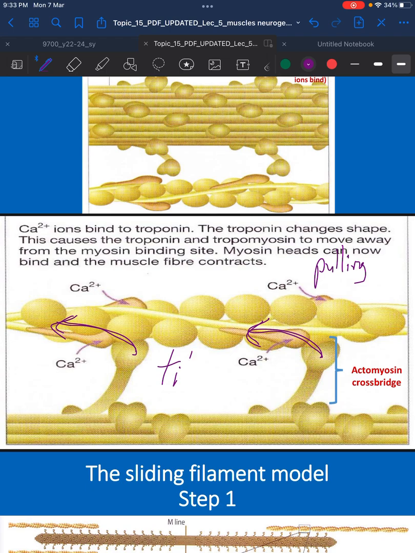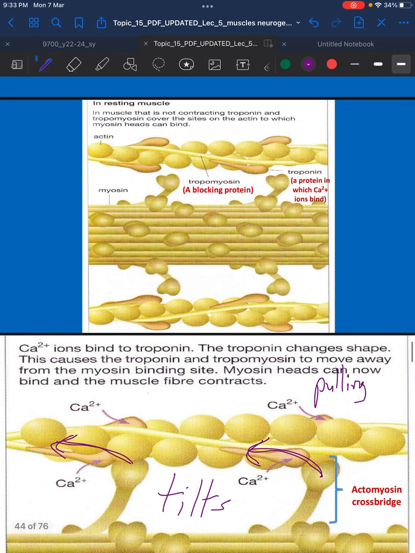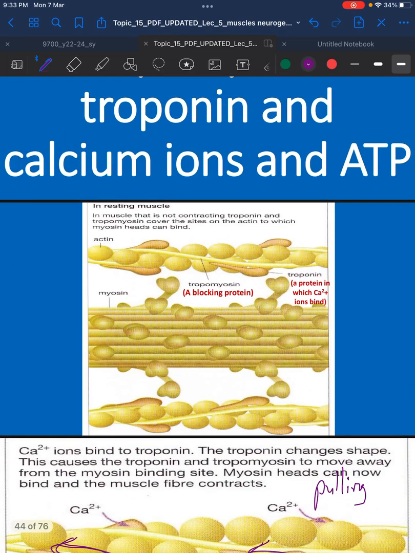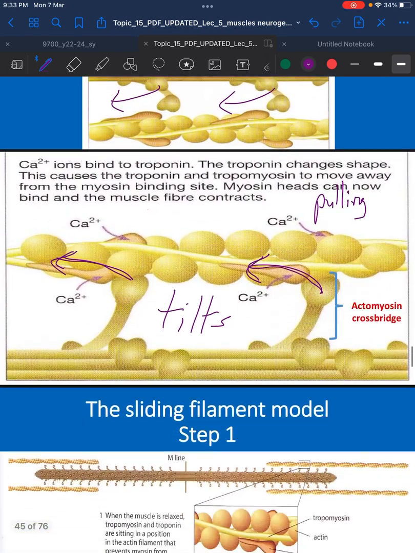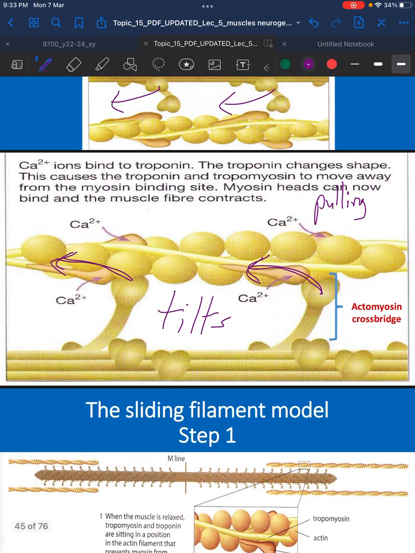Okay, it pulls in this direction or tilts. Yeah, tilts, T-I-L-T-S. Okay. For example, in this case, it's pulling in this direction, in this direction, in this direction, and in this direction. Okay, so that's the pulling.